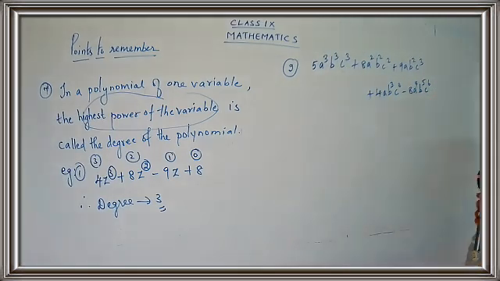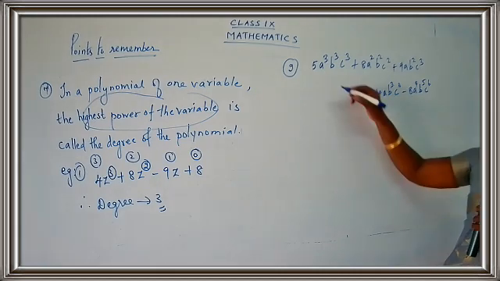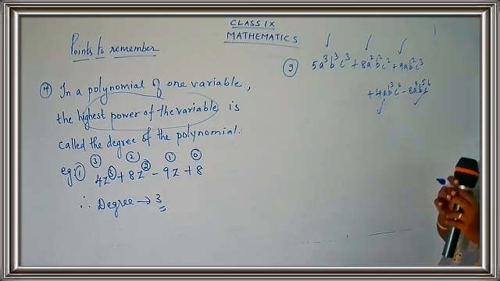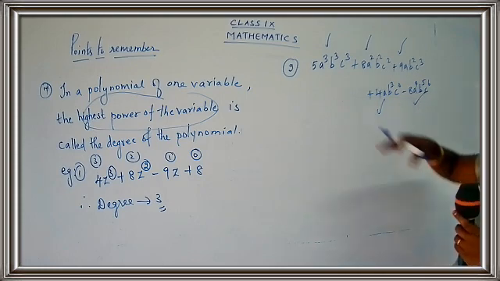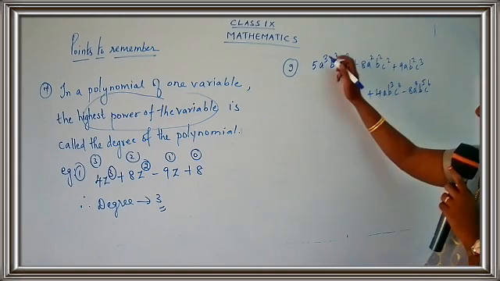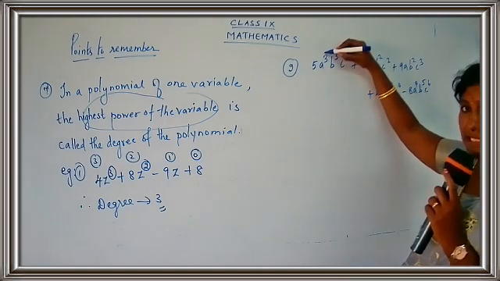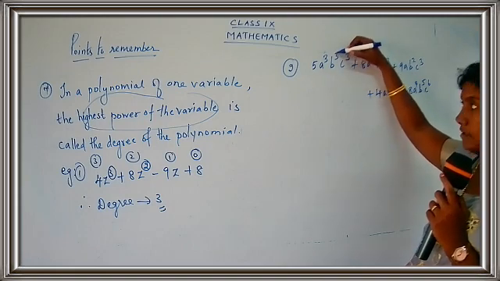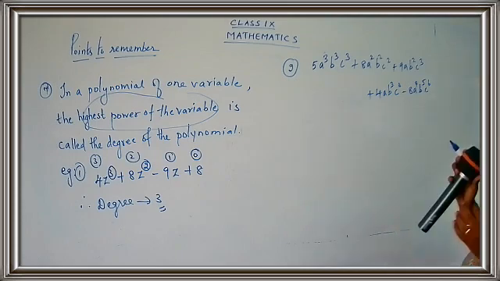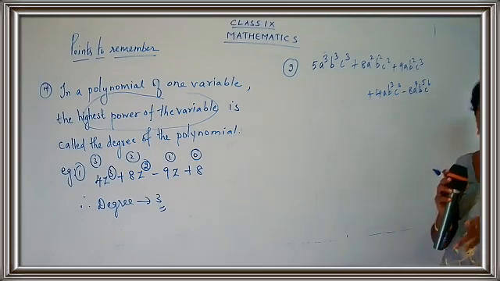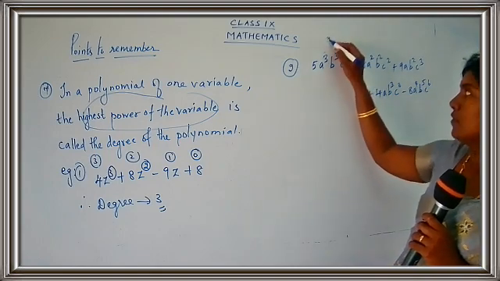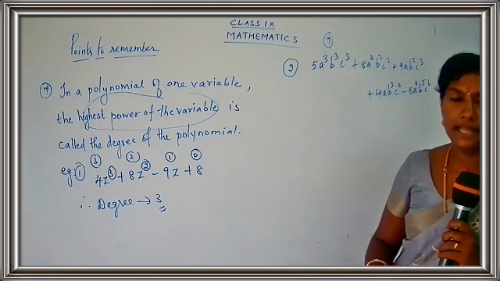So we have 5a cube, b cube, c cube. How many terms do you have here totally? One term, two terms, three terms, four terms, five terms. So I have to find out the degree for each term. How to find out the degree first? Add all the powers. What is the power here? 3. What is the power here? 3. What is the power here? 3. So 3 plus 3 plus 3. What is the answer? 3 plus 3 is 6, and 6 plus 3 is 9. So the power is 9. Are you getting my point, children?